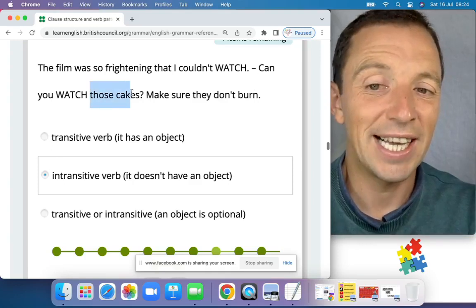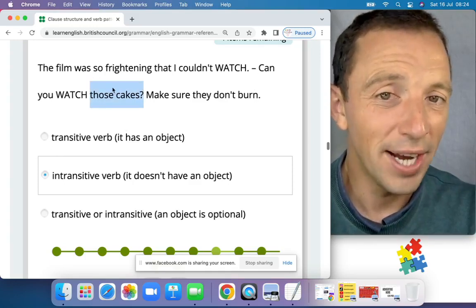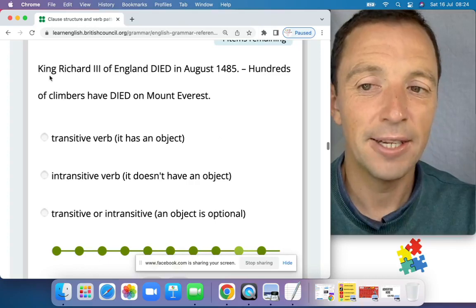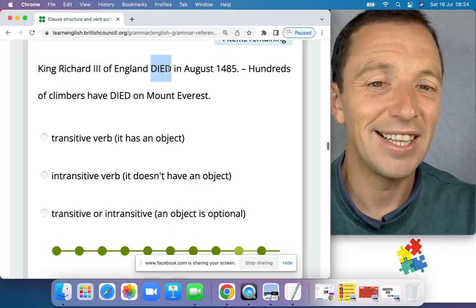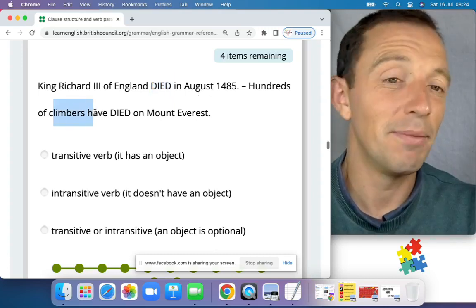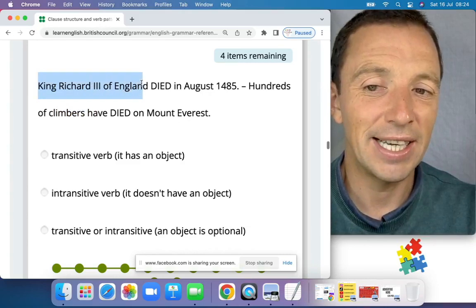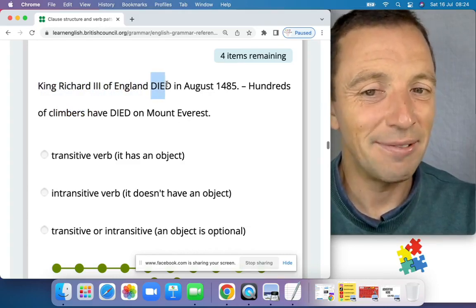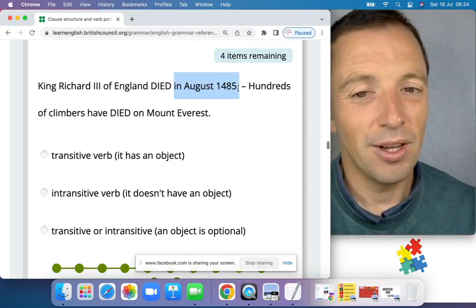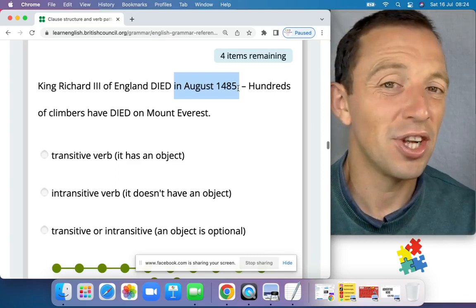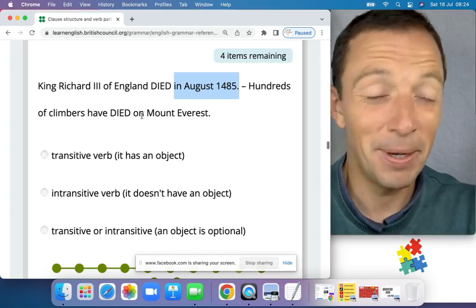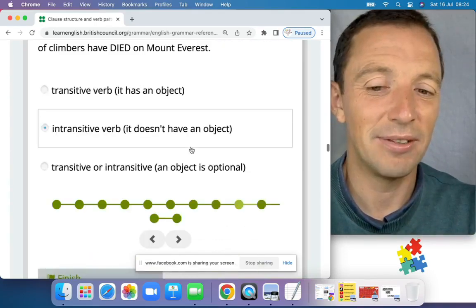Can you watch those cakes? Again, that is object. So it's transitive or intransitive. It's optional to have the object. Next, King Richard III of England died in August 1485. Hundreds of climbers have died on Mount Everest. So the subject is King Richard III. Died is the verb, and in August is not really the object, I don't think. Hundreds, yeah, this is tricky because it's not direct object. This is confusing. I'm going to take a big risk and say intransitive verb.